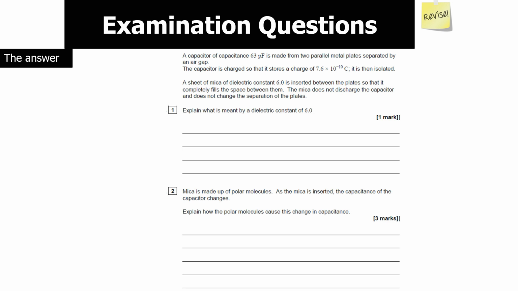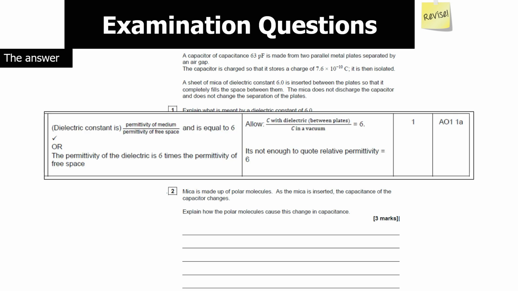Right, well, this first question is asking you to fundamentally define what we mean by dielectric constant. The definition of dielectric constant is the permittivity, which is the ability to make an electrical field, of the medium divided by the permittivity of free space. So what we are saying is that the permittivity of the medium, the actual dielectric, is 6 times the permittivity of free space. It finds it easy to generate electrical fields 6 times the magnitude compared to what free space can.